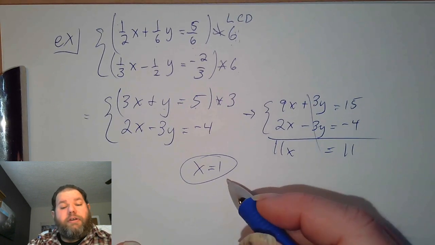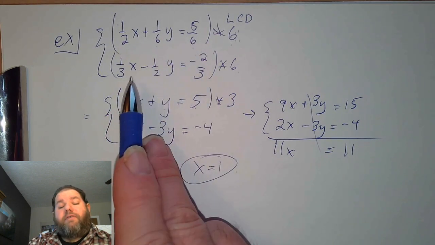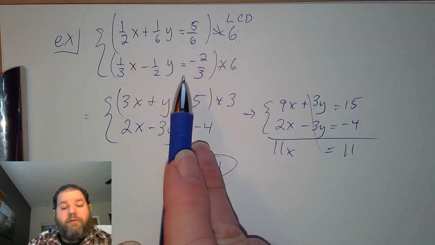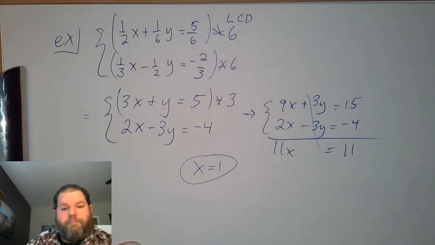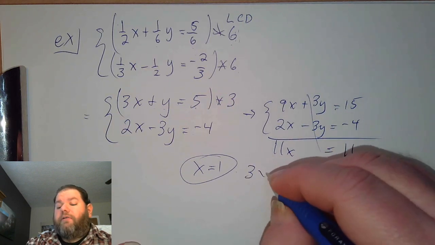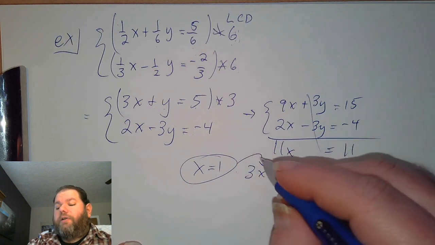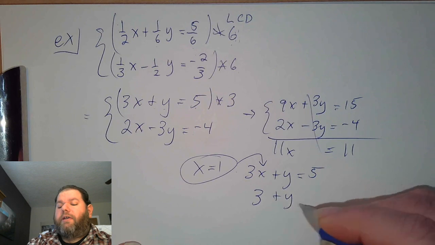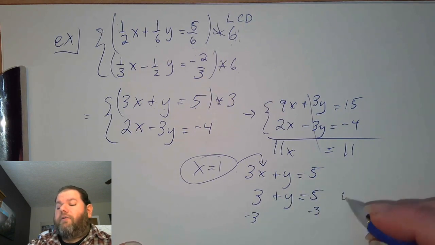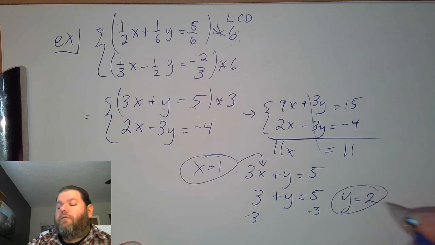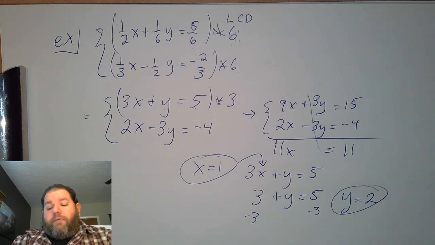And so now we just need to take x equals 1, plug it back into one of these equations. We don't have to go back to the very original equations, because those would be very difficult to work with. We can pick one of these two, which will overall be easier to work with, and plug the x back into that. So 3x plus y equals 5. We plug in x equals 1, so that would be 3 plus y equals 5, which means y must be 2. So we get 1 for x and 2 for y.